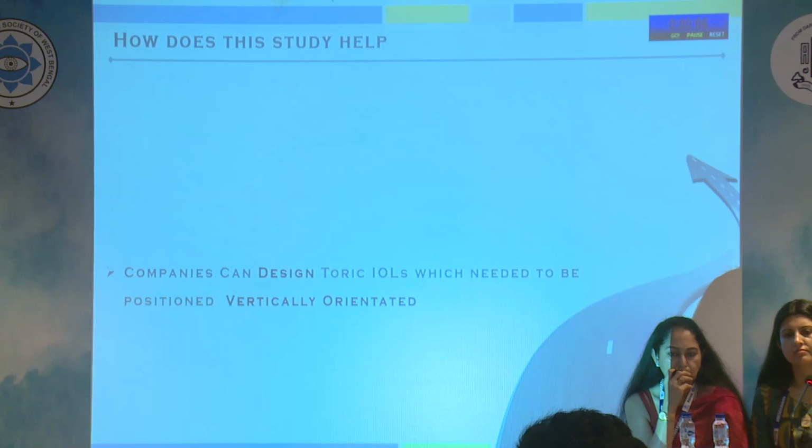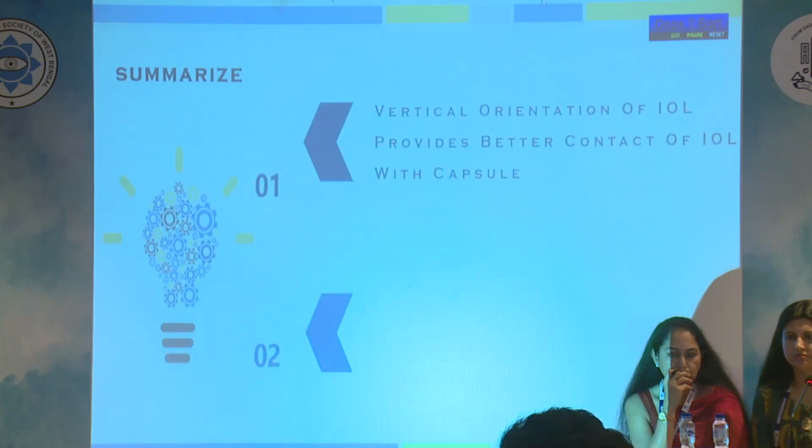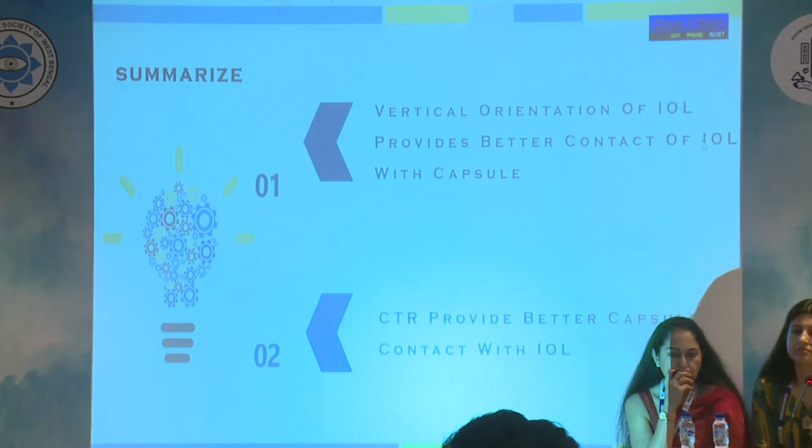So companies can also design toric IOLs which can be positioned vertically for a better IOL contact and in turn leading to a better rotational stability. And try using CTR in toric patients to prevent early rotation. What we noticed was vertical orientation was better as compared to the horizontal orientation, and CTR does improve IOL contact with the posterior capsule. Thank you.